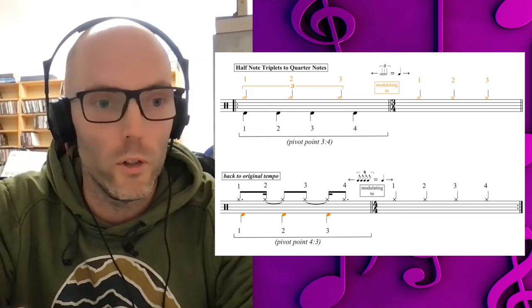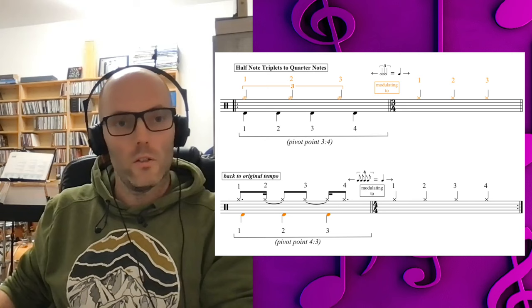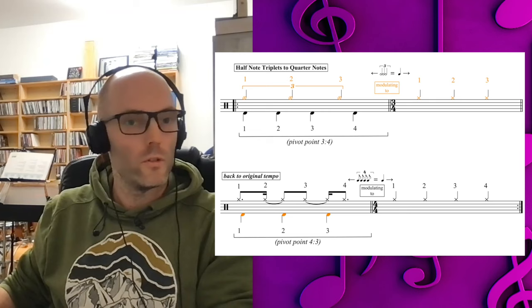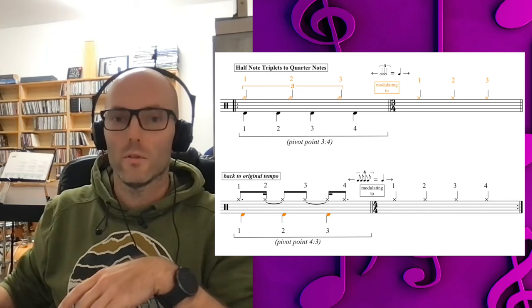1, 2, 3, 4. 1, 2, 3, 4. 1, 2, 3, 1, 2, 3, 1, 2, 3.